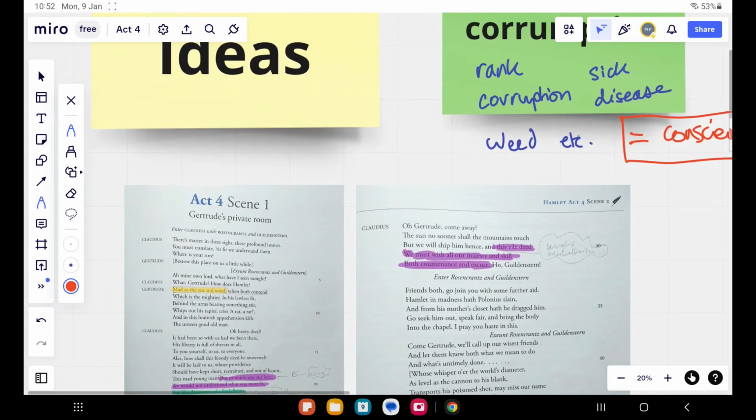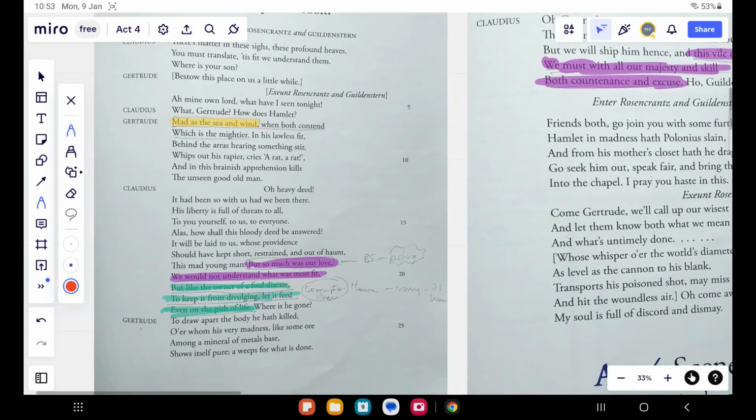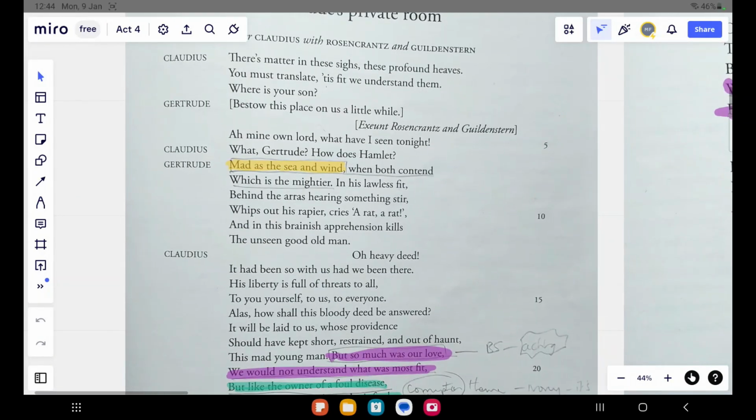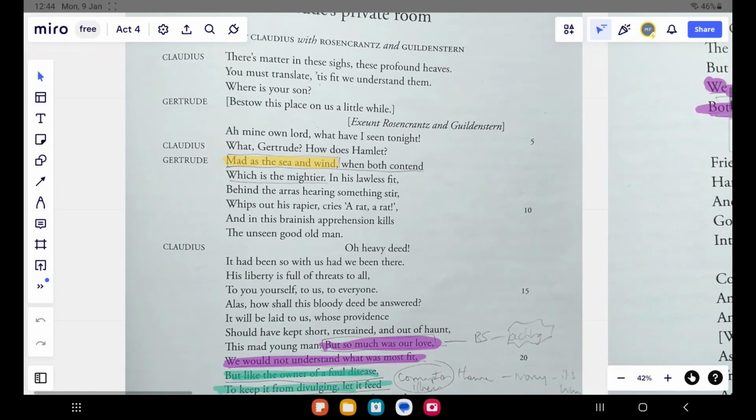Okay, let's crack on with our summary of Act 4, and I'm just going to pull out certain interesting things here. Let's have a look at the theme of madness, which is introduced when Gertrude explains the death of Polonius. Now, it's interesting that she leads with "mad as the sea and wind," similes there, "when both contend which is the mightier, in his lawless fit." So the madness, the fit, explaining the behaviour, and the order is important there, because she starts with that and reveals the death, the murder, unseen, the unseen good old man.